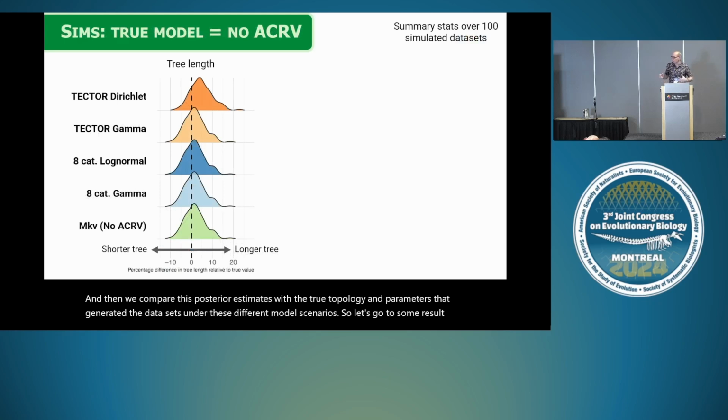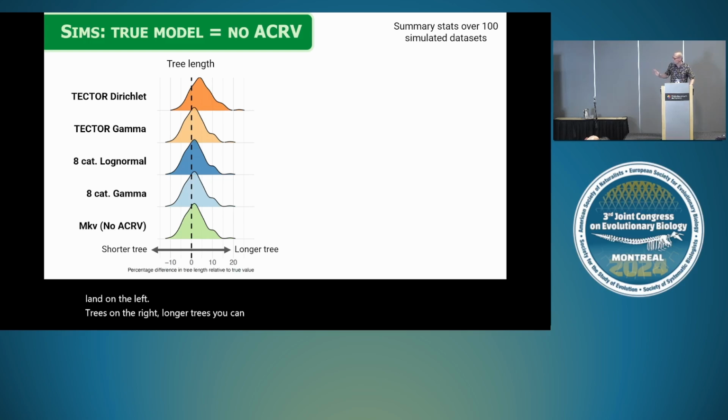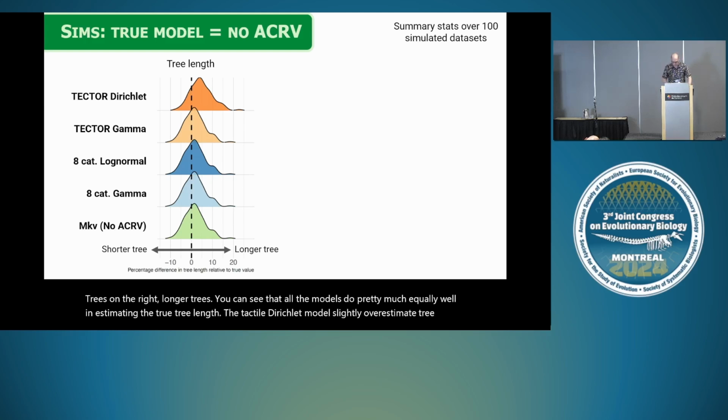First of all, here I'm going to show you results when the simulating model, the true model, is a simple MKV that doesn't have any among character rate variation. In this plot, you can see tree length plotted, and at 0, at the dashed line, is the true tree length. On the left, shorter trees. On the right, longer trees. You can see that all the models do pretty much equally well in estimating the true tree length. The tector Dirichlet model slightly overestimates tree length by about 5%.